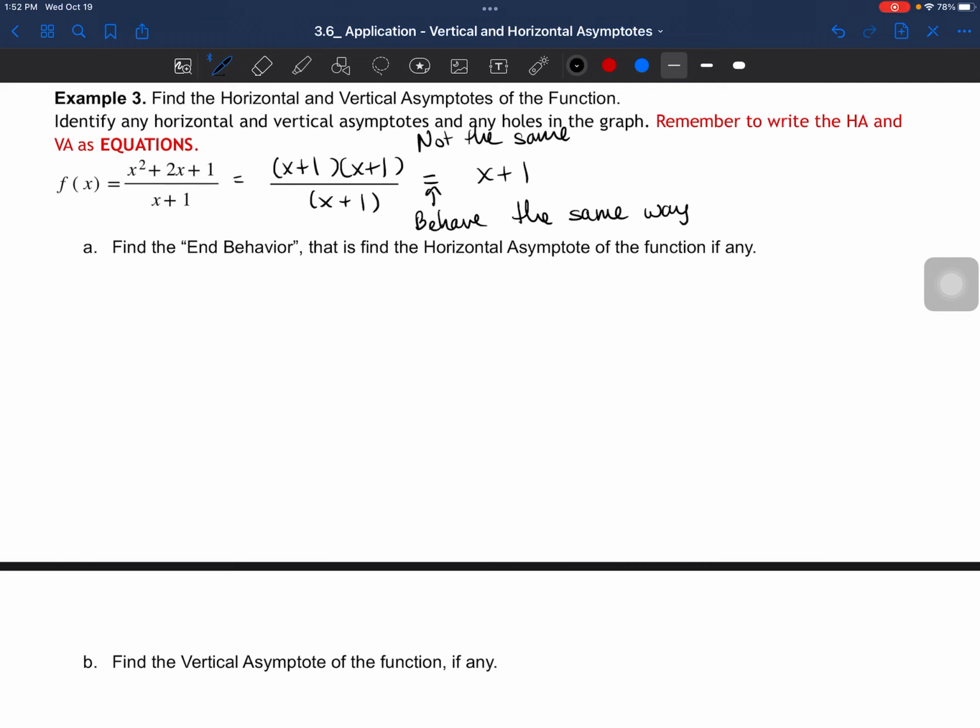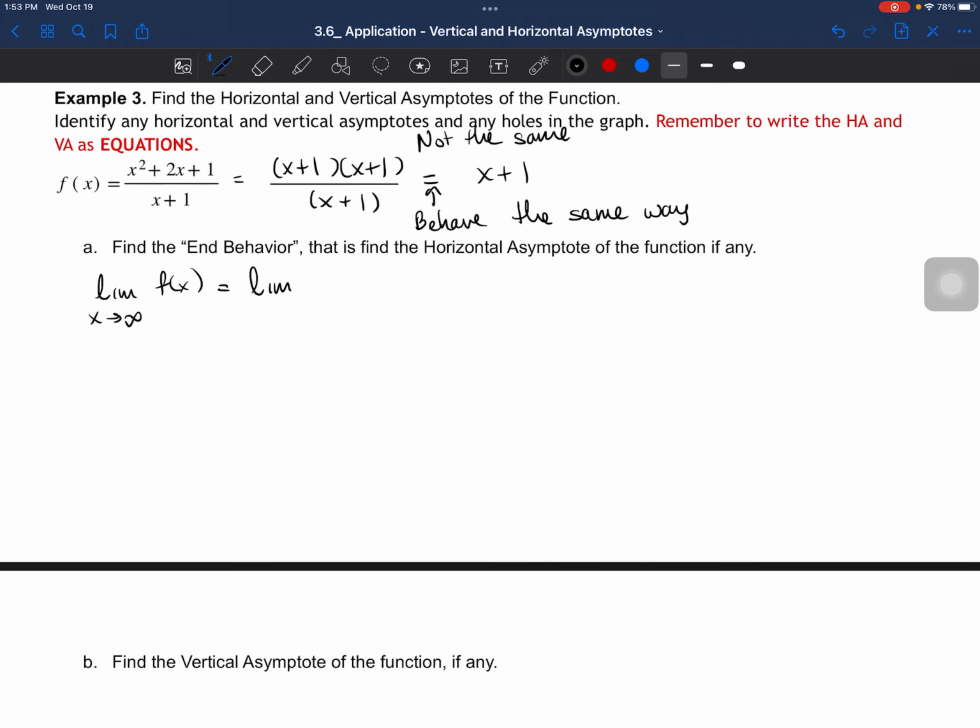We'll talk about the hole in a second. But because they behave the same way, they will have the same horizontal asymptote, the same vertical asymptote. Everything is going to be the same, x-intercepts, y-intercepts, except for the hole. And we'll talk about that in a second. So because they have the same behavior, they're going to have the same end behavior.